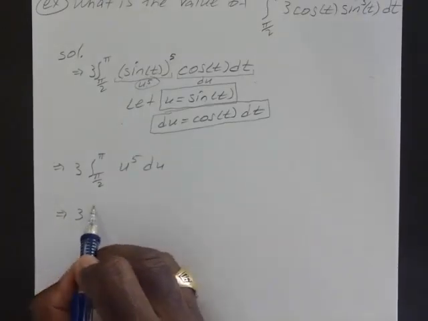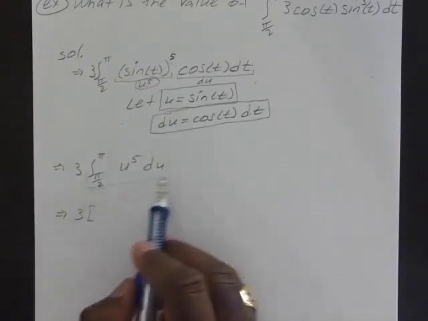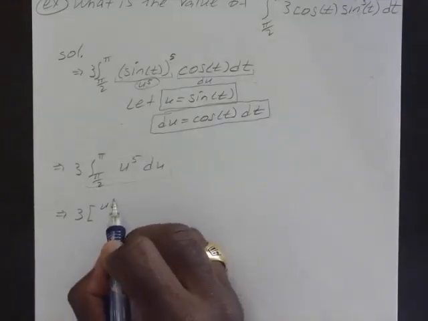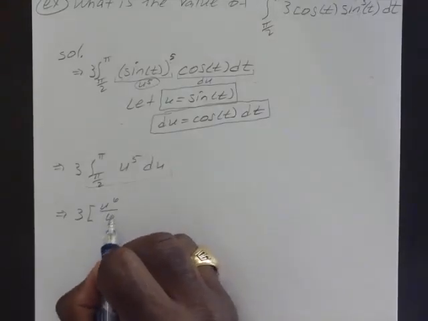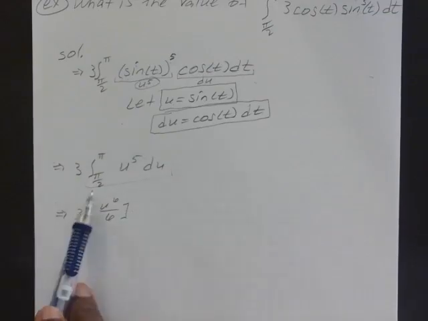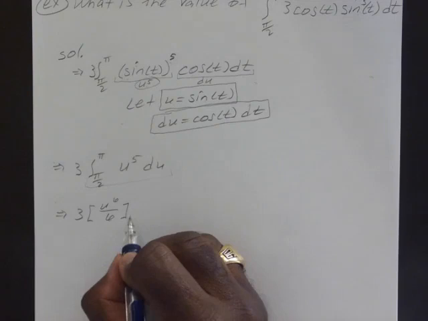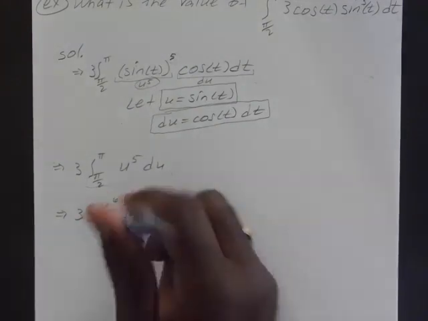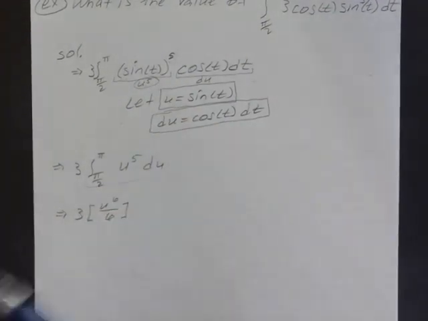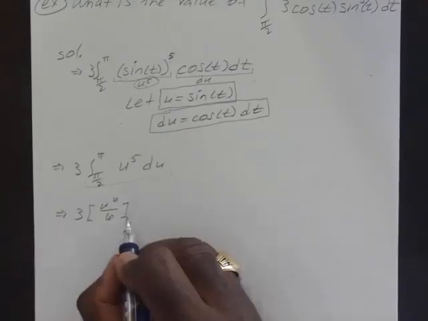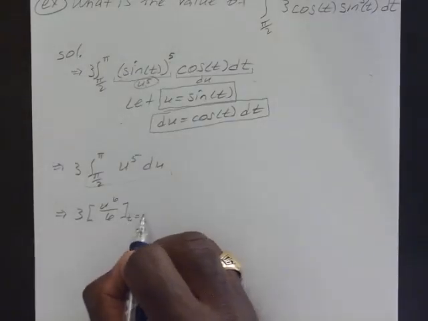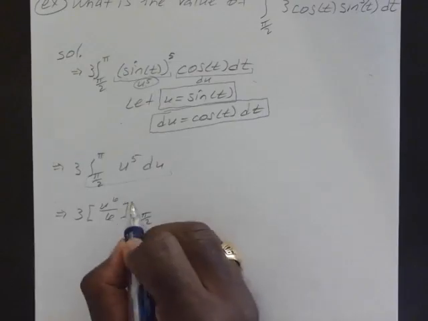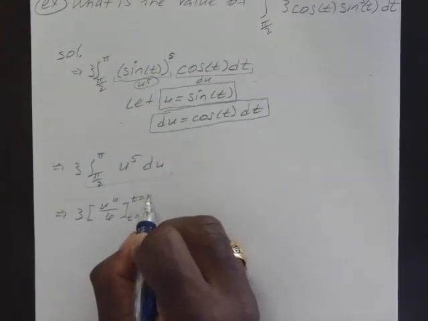Okay, so that's 3 times the integral of u to the 5th power, which is u to the 6th power over 6. And we don't put the plus c because we have a definite integral. So that's from pi over 2, or you can put from t equals pi over 2 to remind you not to plug it in, to t equals pi.